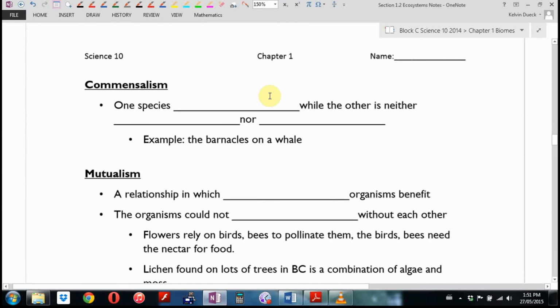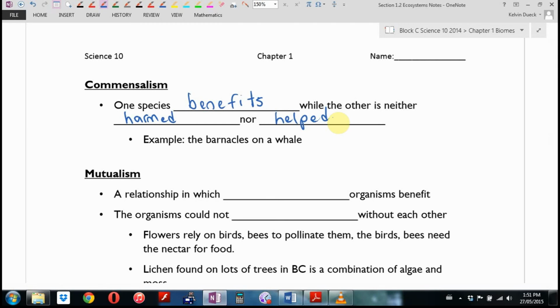Commensalism. One species benefits while the other is neither harmed nor helped. Neutral. And a great example is the barnacles on a whale. The barnacles that grow on a whale don't harm or help the whale, but it's very, very helpful for the barnacles because they get free transportation all over the ocean. There's more examples, I think, in your textbook and in the homework.